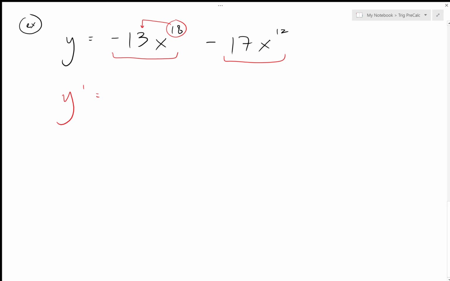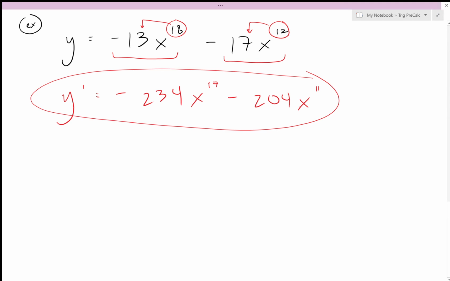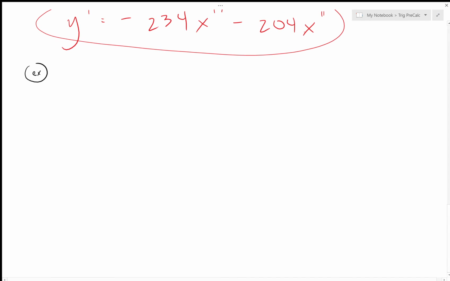So negative 13 times 18 is negative 234. X to the 1 lower, 17. Minus 17 times 12, that gives me a 204. X to the 1 lower, 11. So once you start getting the hang of these things move a lot faster. Okay, no matter what the numbers are, it's really just a bunch of multiplication and then just knock the exponents down by 1.